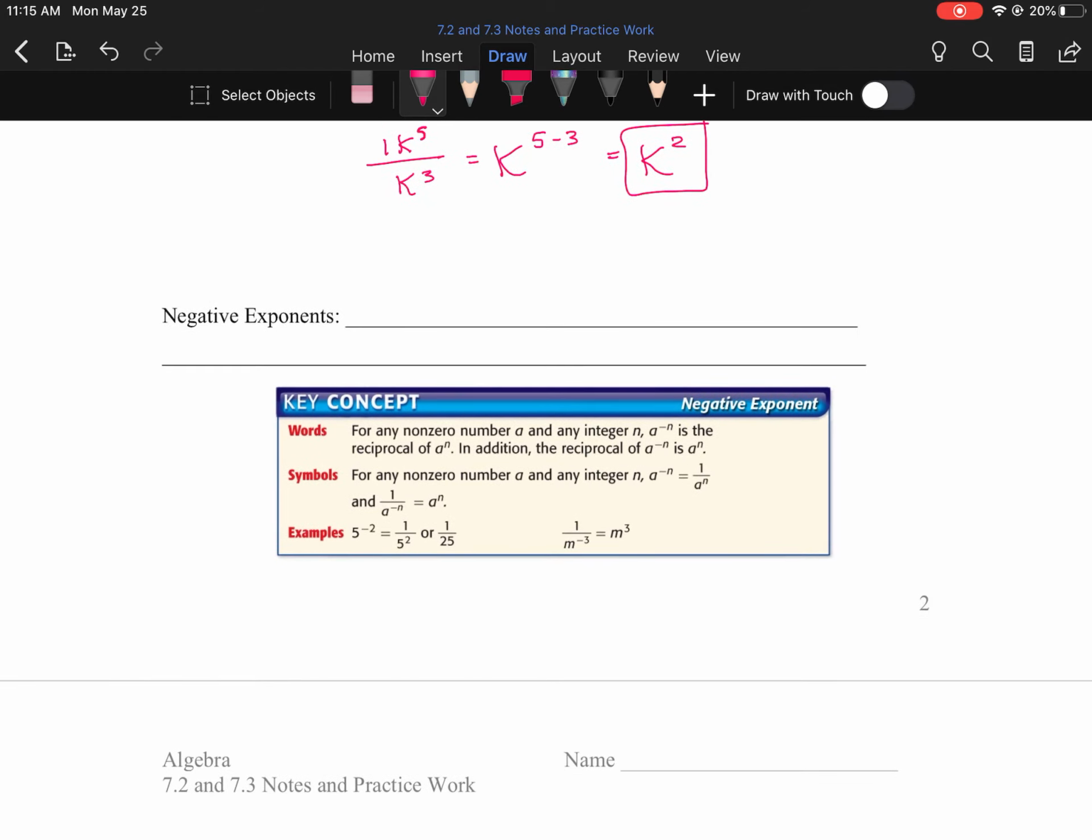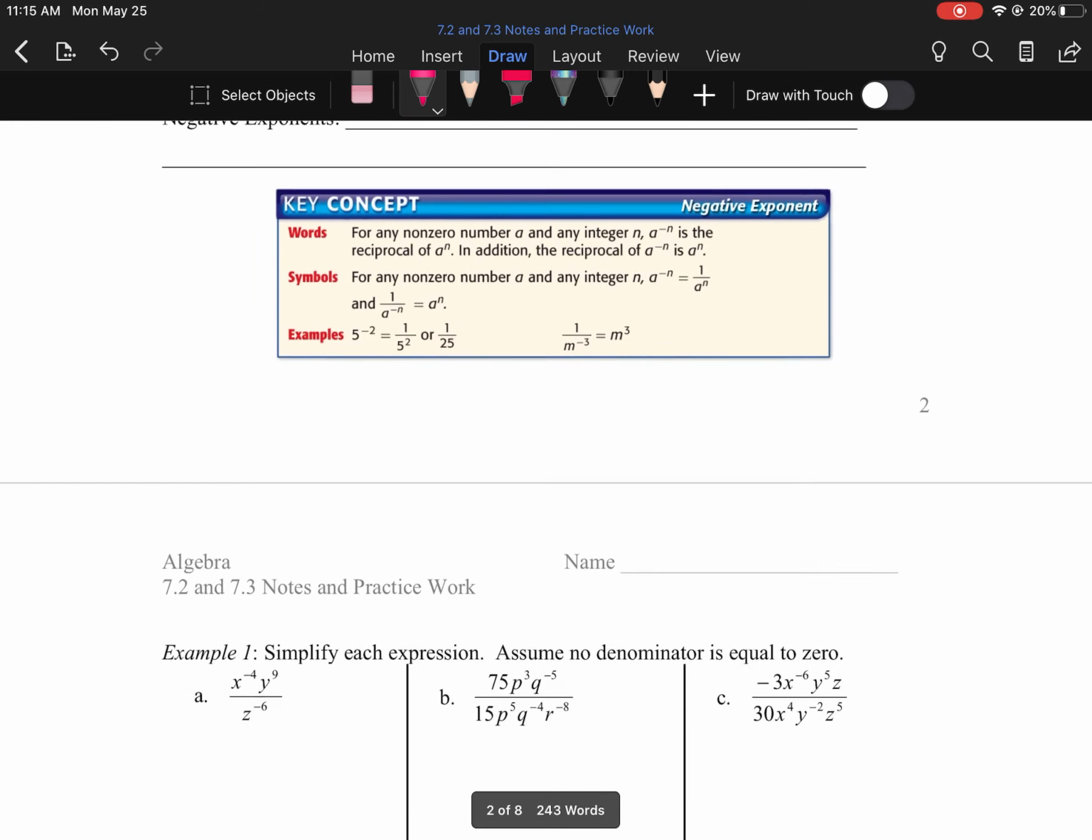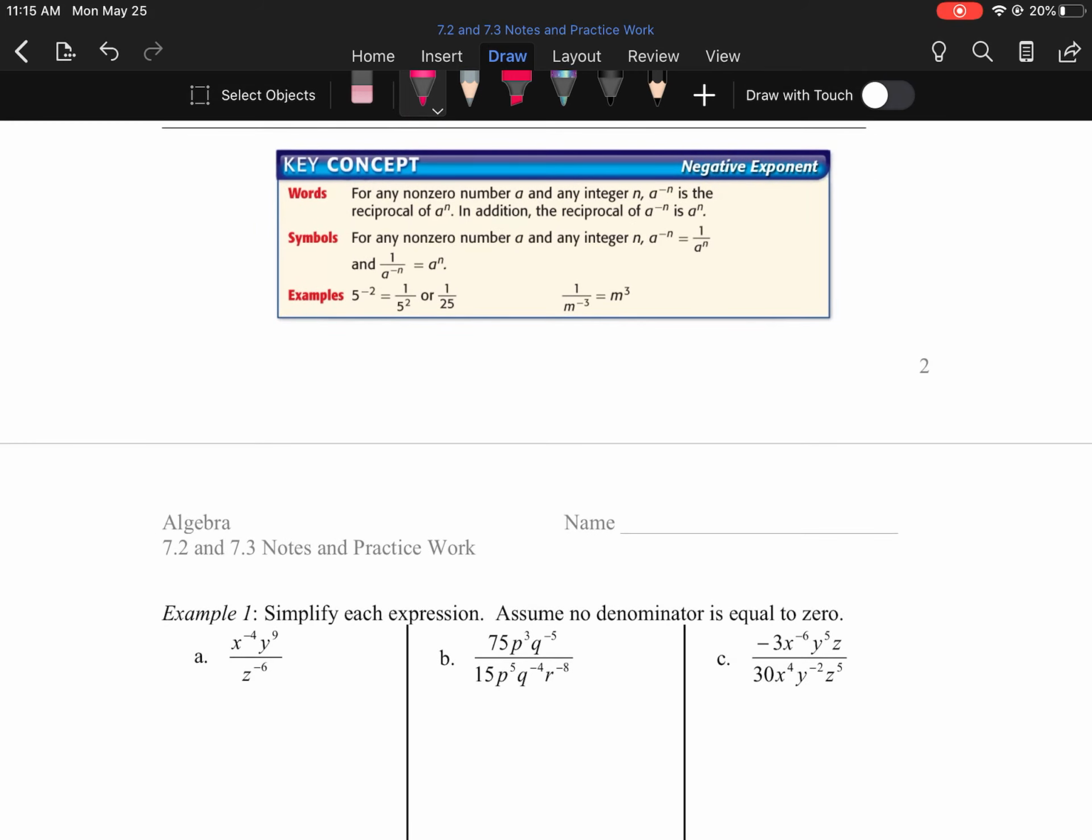All right, so negative exponents, what we're going to look at is our key concept box. It says for any non-zero number a and any integer n, a to the negative n is the reciprocal of a to the n. That makes it sound real complicated. Pretty much it just says, if I have 5 to the negative 2, that actually means 1 over 5 squared. So if I have a negative exponent in the numerator, I move that to the denominator and make the exponent positive. It also works the other way.